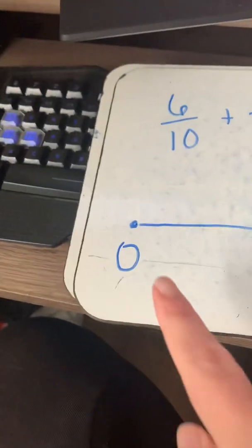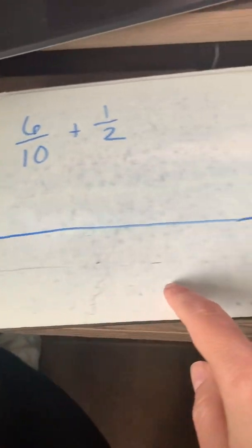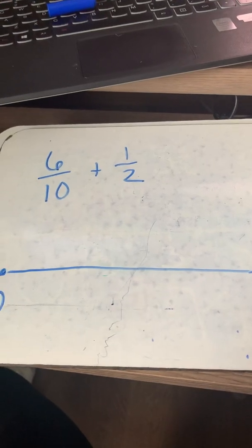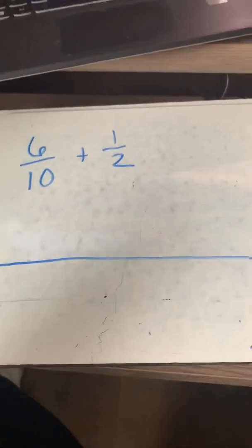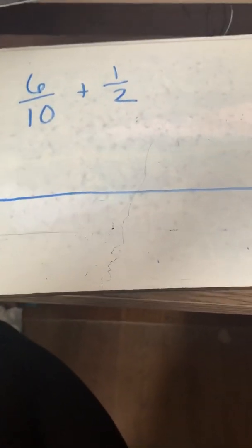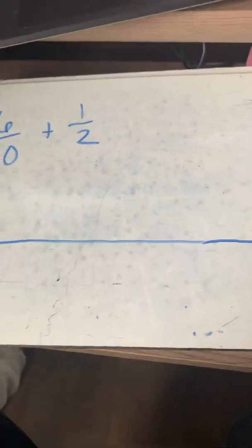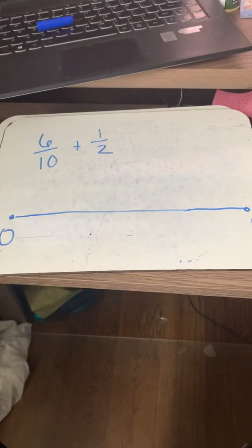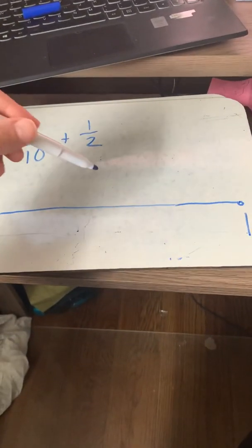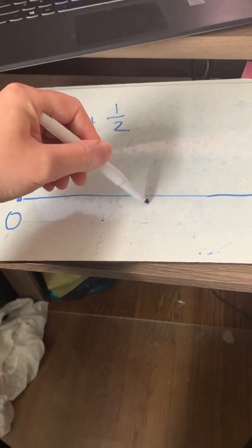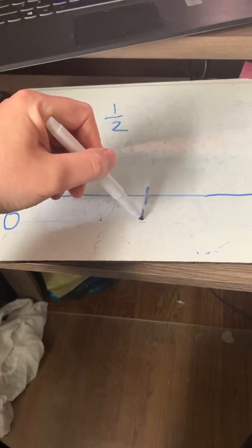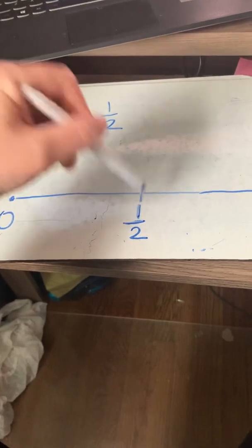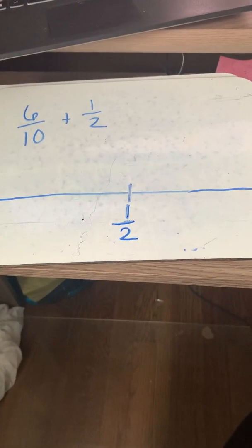So I have my number line here and I started at 0 and I ended at 1. Okay, what I'm going to do is I'm going to do it two different ways. But first of all, I am going to partition my number line, and I'm going to put a little line in the middle, and I'm going to indicate that that's a half. Okay. So I have my half here.